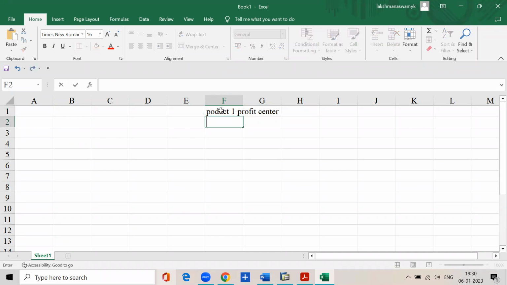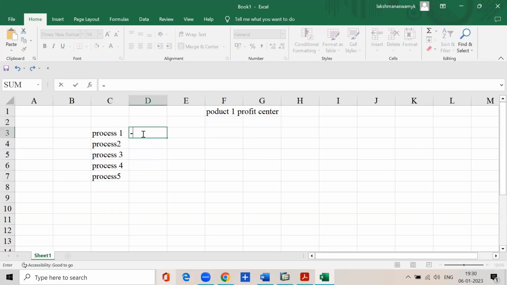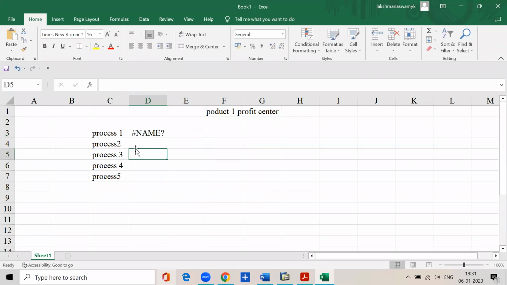So this profit center, product 1, is passing through 5 processes: process 1, process 2, process 3, process 4, and process 5. Here, process 1 is a production cost center. Process 2 is also a production cost center.